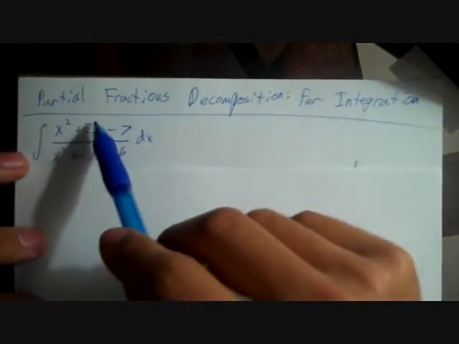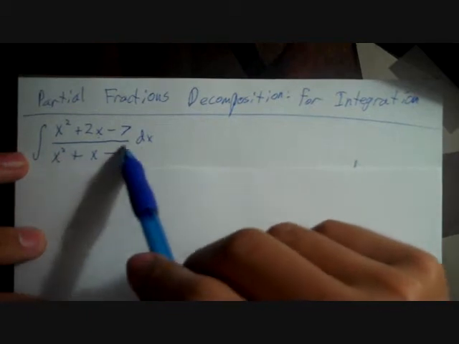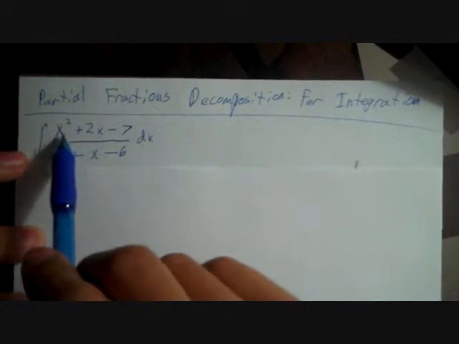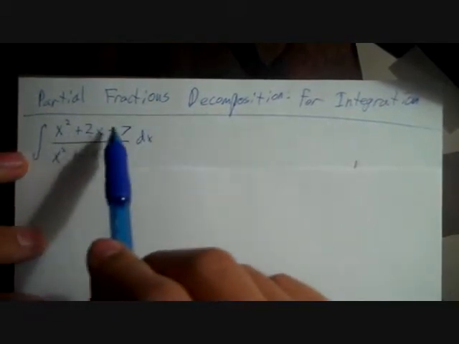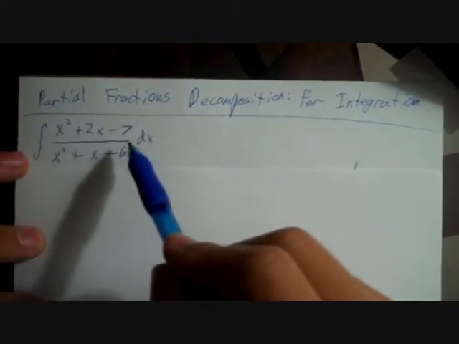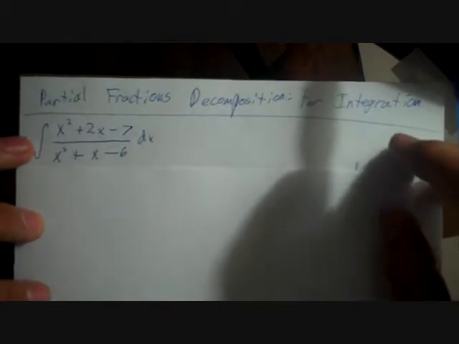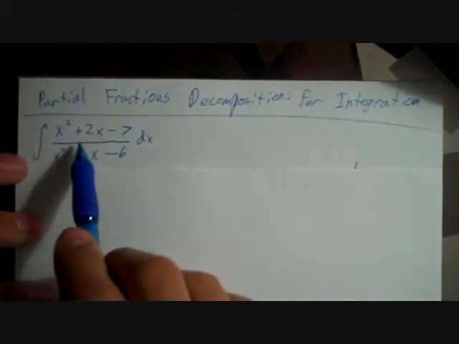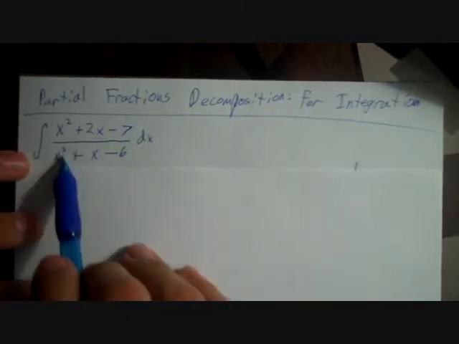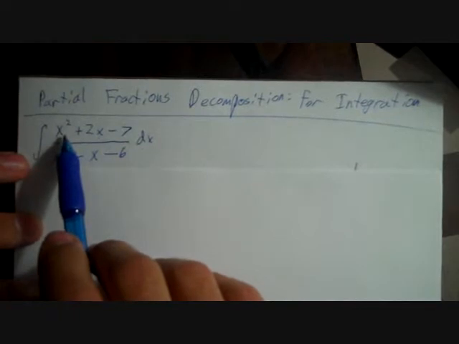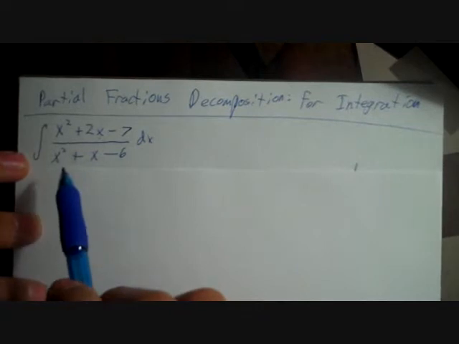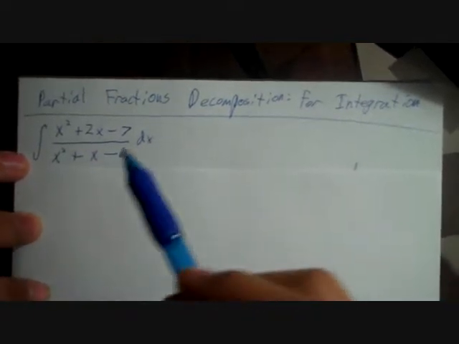Basically, we're going to convert this big, heavy, cumbersome rational function and decompose it. We're going to break it into smaller, more easily managed and more easily integrated functions. To start with partial fractions, the degree of your numerator has to be less than the degree of your denominator. Here they're the same, so we're going to do some long division to break it down a little and simplify it.